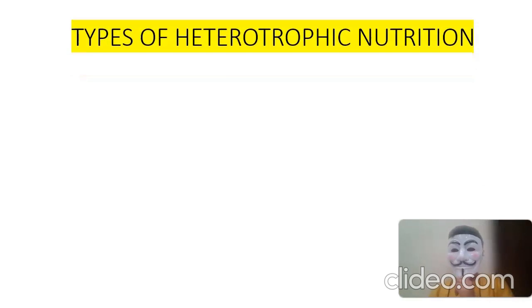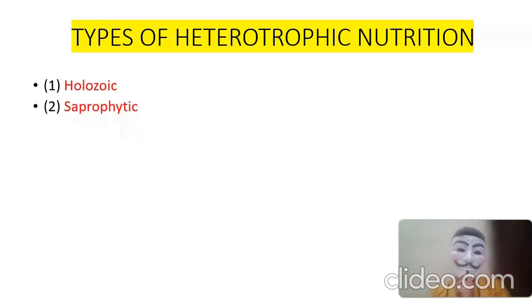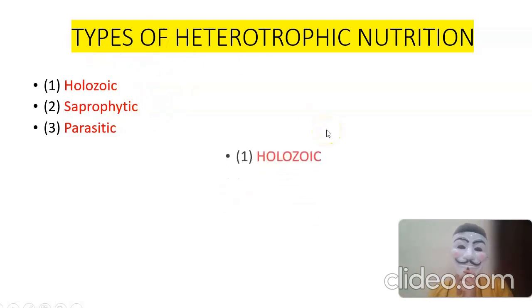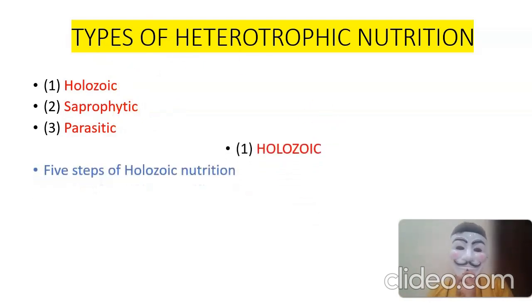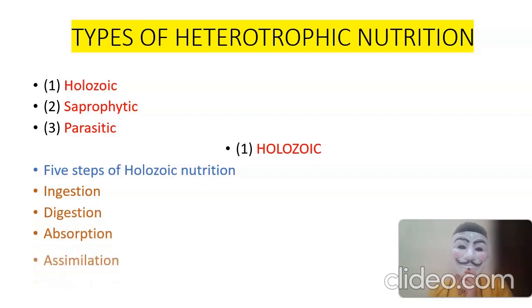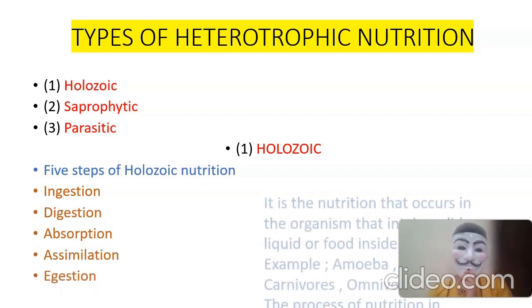Now we will see some types of heterotrophic nutrition. So there are 3 types of heterotrophic nutrition. I will tell you the names beforehand. First is parasitic, second is saprophytic, and third is holozoic. Holozoic, saprophytic, and parasitic. Now let's see the meaning of holozoic nutrition. The 5 steps of holozoic nutrition: ingestion, digestion, absorption, assimilation, egestion.